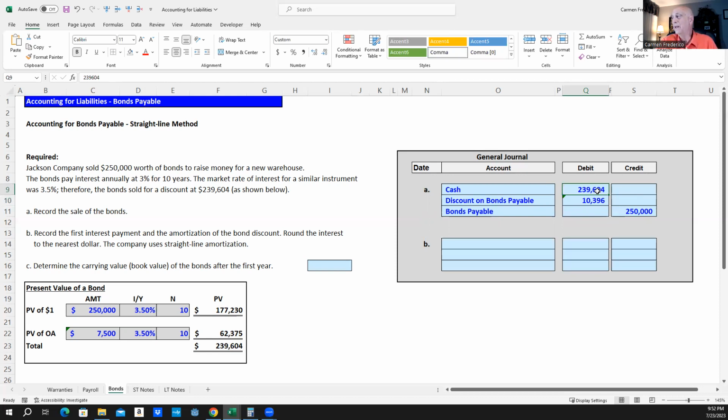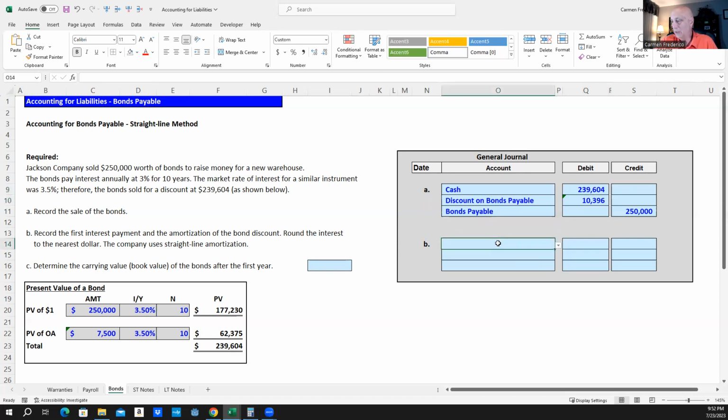Okay, so then this discount on bonds payable will turn into interest expense over time. Part B says record the first interest payment and the amortization of the bond discount. We're going to use the straight-line method. We're going to record the interest to the nearest dollar, and the company uses straight-line.